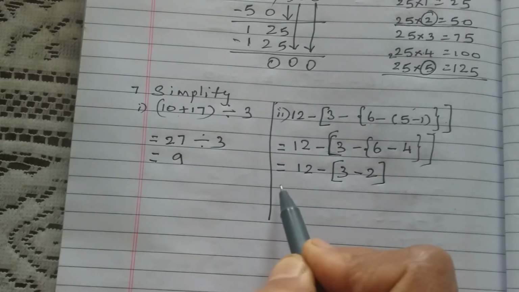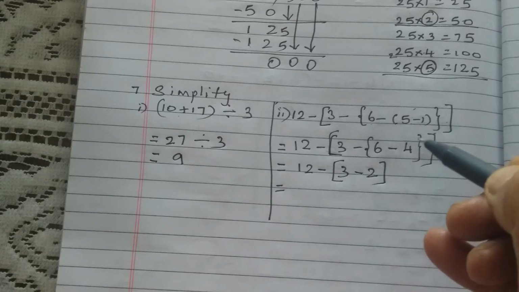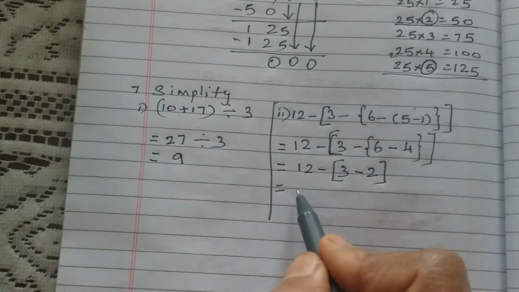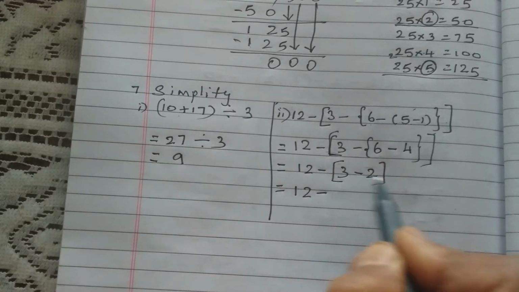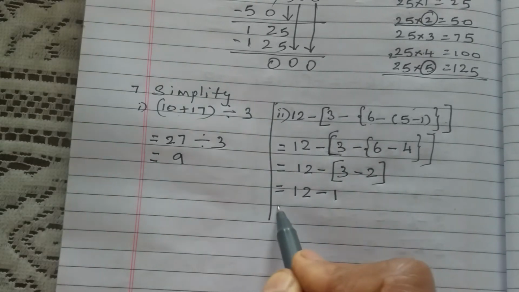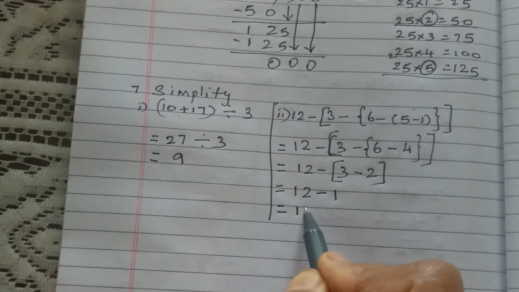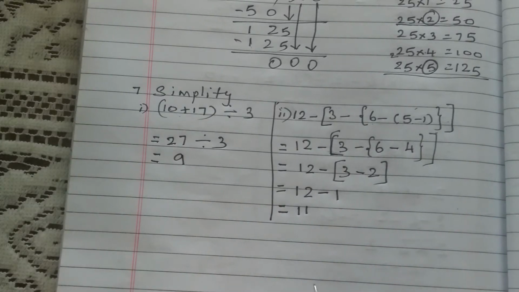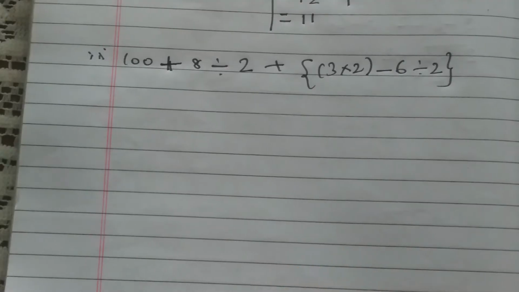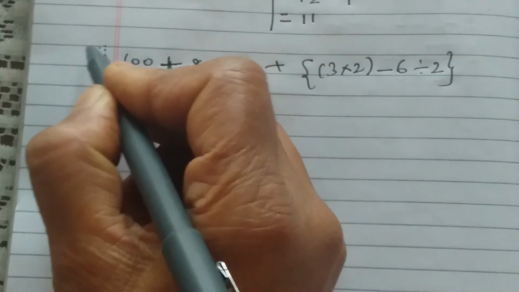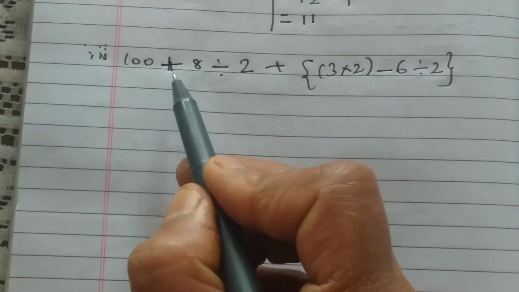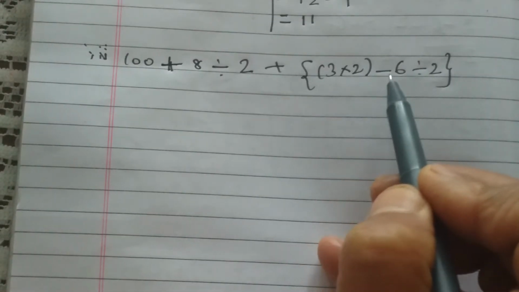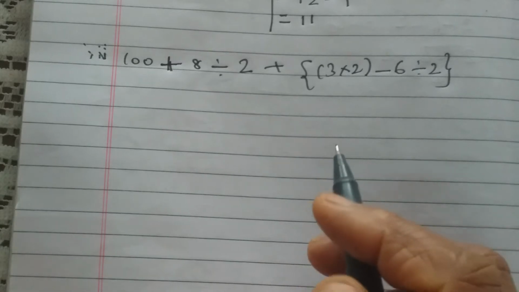See how easily, step by step, each bracket is getting removed and the operation also getting done. Then 12 minus 3 minus 2 is 1. So what is 12 minus 1? It is 11. Okay, this is how we have to follow when you have more than 2 brackets. And now sum number 3, this is also using the BODMAS rule. 100 plus 8 divided by 2 plus 3 into 2 minus 6 divided by 2.